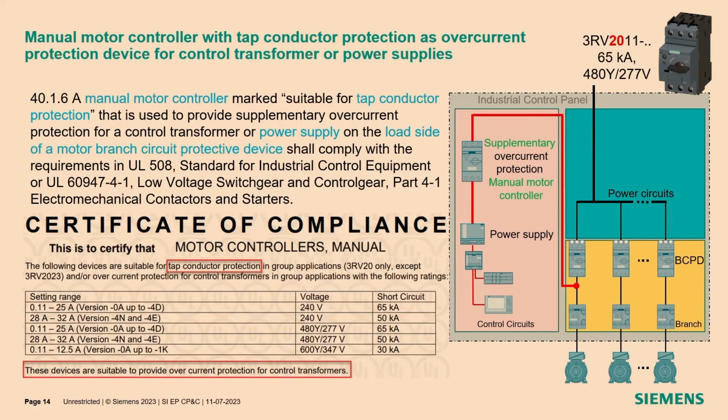What is now the improvement? If you look in our certification of compliance, there you see that our 3RV20s are tested as manual motor controller. They have this tap conductor protection and they are suitable for overcurrent protection for a control transformer. And everything is okay. And you can use them also for power supplies, of course.